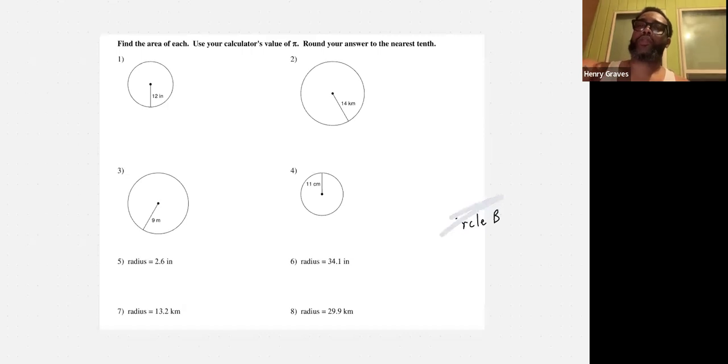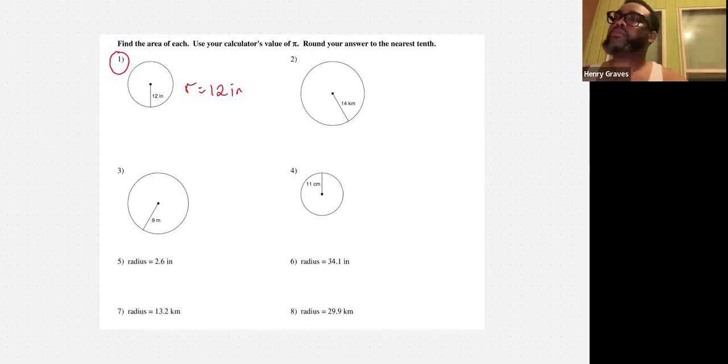Okay, so for the first one here, I like to do things in colors. So I'm going to do the first one in red. The radius of that one is 12 inches. Now, we're trying to find the area, and the area of any circle is pi r squared. Remember, we're going to use 3.14 for pi.